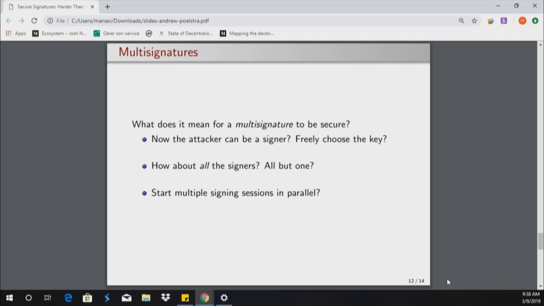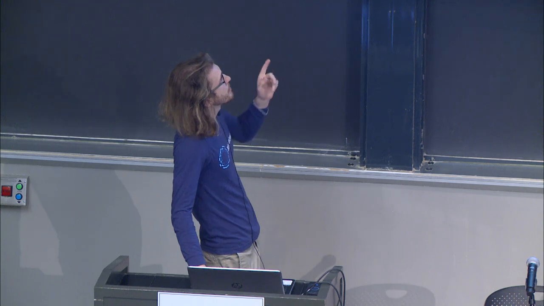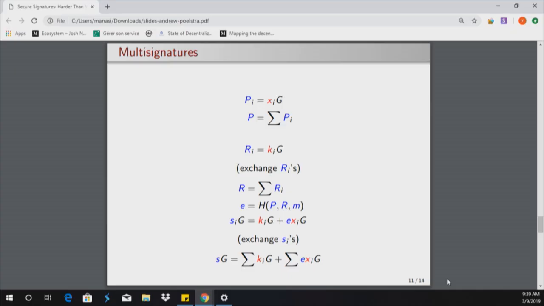Suppose you have one honest signer in the middle of a multi-signature. What can happen to them? And also, suppose you have one honest signer, and he's being asked to use the same key, or even related keys, in multiple multi-signatures going on at the same time. So one thing that differed between this and the first slide is that there are multiple rounds here.